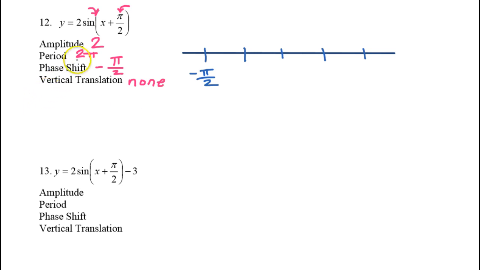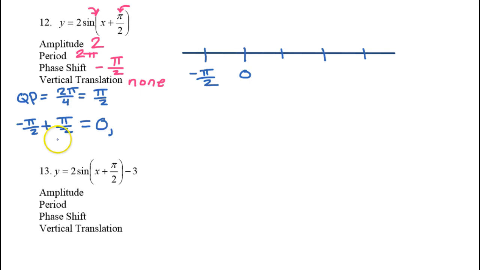Well, the period is 2 pi, so that means a quarter of the period is going to be 2 pi divided by 4. And that reduces to pi over 2. So what I need to do is take my original phase shift, which is negative pi over 2, and I need to add the quarter period. I need to add pi over 2. Well, that's going to give me 0. So that tells me that the next mark is going to be 0.